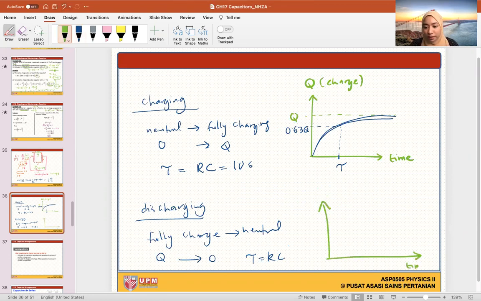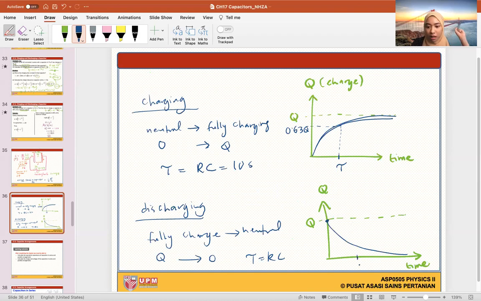So this is time, this is Q, and I start from a maximum Q because I am discharging, right? I'm discharging, so I start from a Q. I need to end up at 0. So this is how my graph looks like.